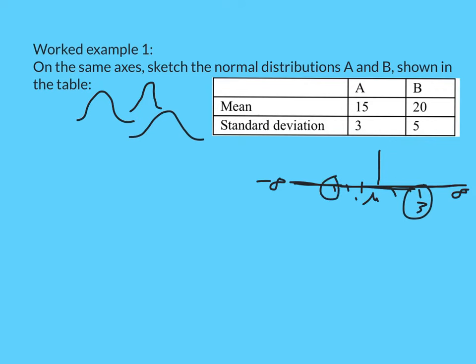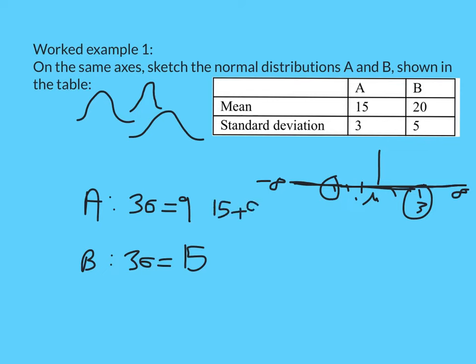So let's work out 3 standard deviations for A and 3 standard deviations for B. So for A, my 3 standard deviations is going to be 3 times 3, which is 9, and for B, 3 standard deviations would be 3 times 5, which is 15. So for A, my largest value is going to be my mean, 15, plus 9, which is 24, and my smallest will be 15 minus 9, which is 6. And likewise for B, it'll be 20 plus 15 and 20 minus 15.